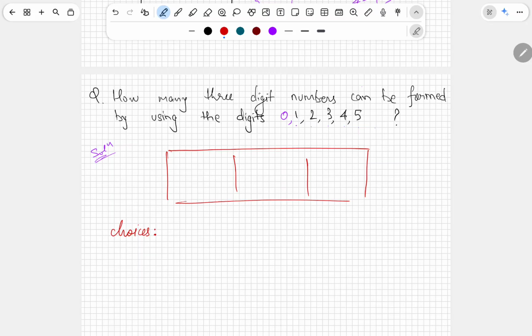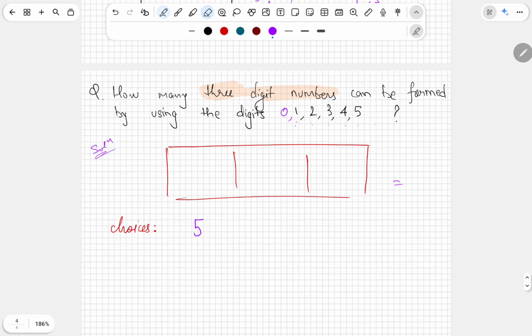Now for the first place, how many choices do I have? Can I put 0 over here? If I put 0, 1 and 2, what is this number? This is 12. This is not a 3-digit number. Question says 3-digit numbers. So 0 cannot come at the first place, otherwise it will become a 2-digit number. So for the first place, I don't have a choice of 0. I have 1, 2, 3, 4, 5 choices. For the first place, I have only 5 choices.